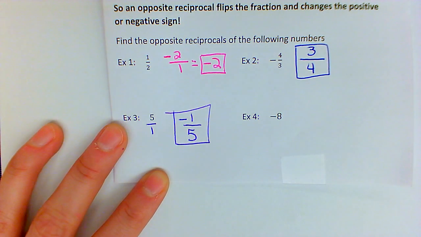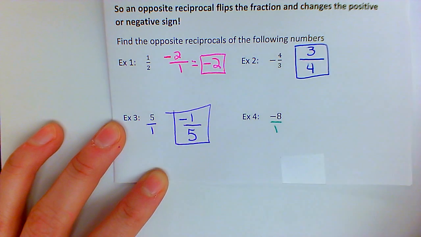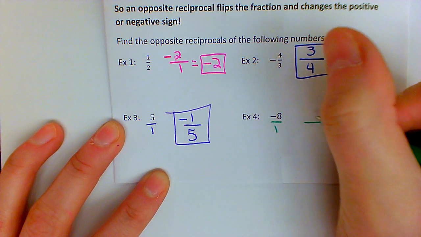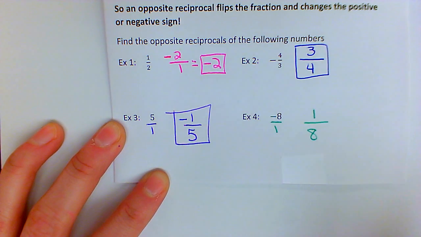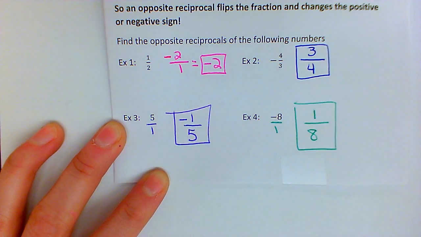And one more like that, example number 4. If I do not have a fraction already, I'm going to put it over 1. So -8 divided by 1 is still -8. But now when I do the reciprocal part, I'm going to flip them around. This was a negative number, so my opposite reciprocal has to be positive.